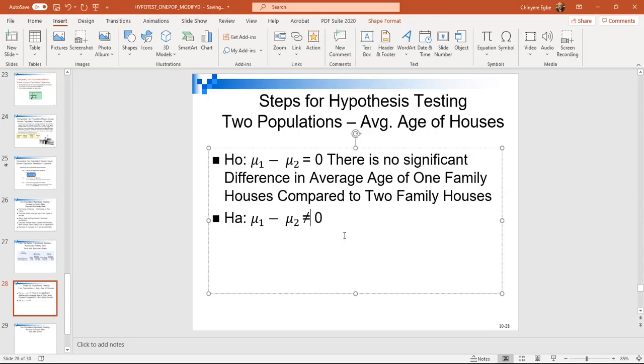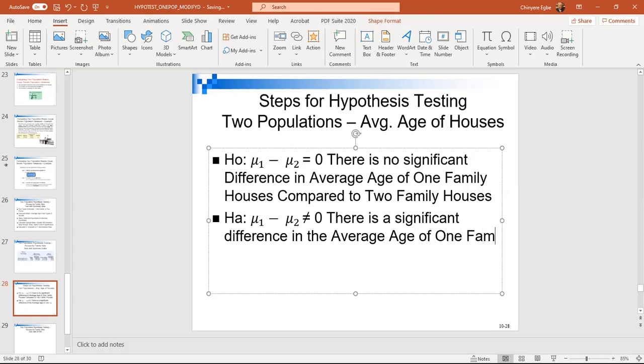All right. So you're saying there is a significant difference in the average age of one family houses compared to two family houses. All right. So this is what you're saying.